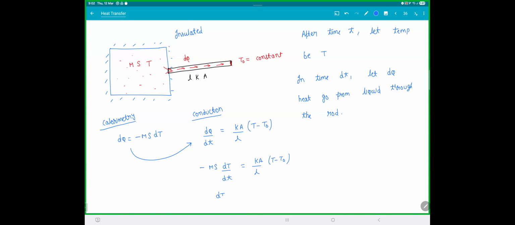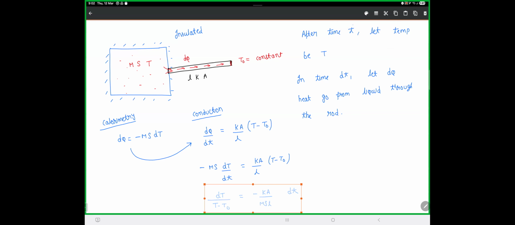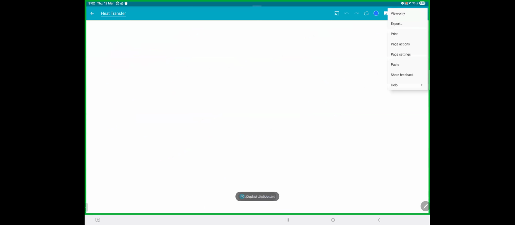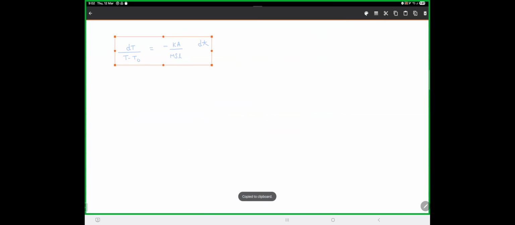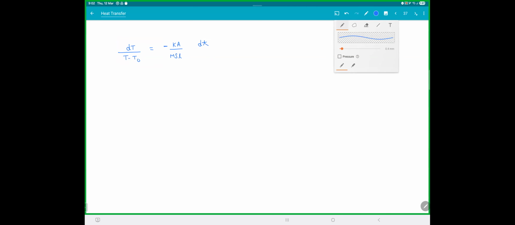So this will be dT by T minus T naught is equal to minus K A by M S L dt. And you know how to integrate this. You're done. Once you got till here, it's math after this. Integrate this. When time is 0, temperature is 2T naught. When time is t, temperature is T. This integral is ln of T minus T naught. Limits will go from 2T naught to T.